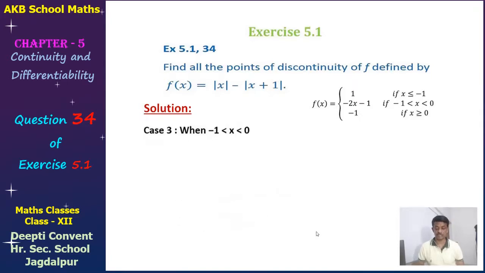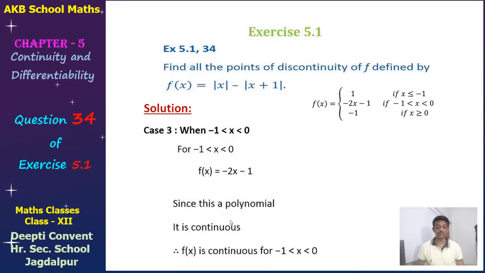Now take case third, minus 1 to 0, that is this part. In this part the value of the function is given like this: f(x) equal to minus 2x minus 1. This is a polynomial, and we know that a polynomial function is always continuous. So for this part also the function is continuous. So in case 1, case 2, case 3, in all three cases the function is continuous.